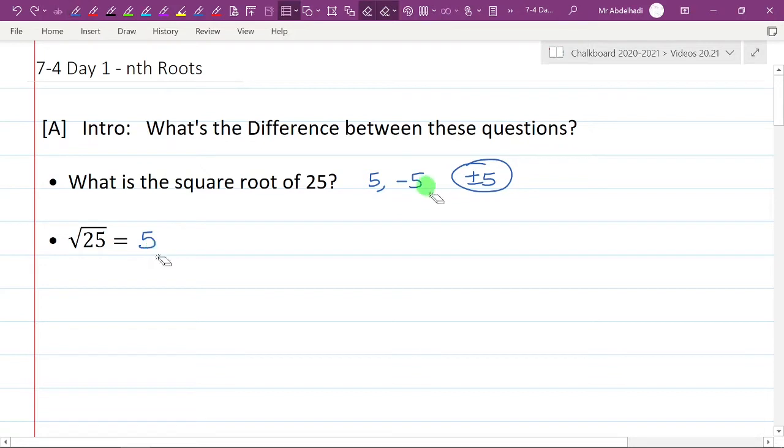Okay, and this explains why I've been telling you guys all year that the square root of x squared is not x. Okay, once again, something a lot of teachers don't know. All right. The square root of x squared is not x. The square root of x squared is the absolute value of x.